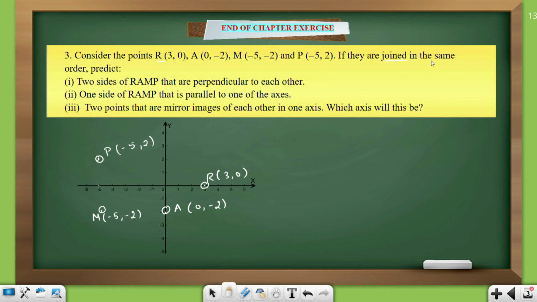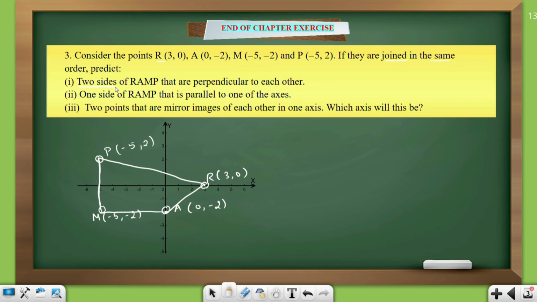Now they ask us to join all the points in the same order, that is RAMP. So R to A, A to M, M to P, then P to R. This is how we are supposed to join the points. Now we'll come to our question.